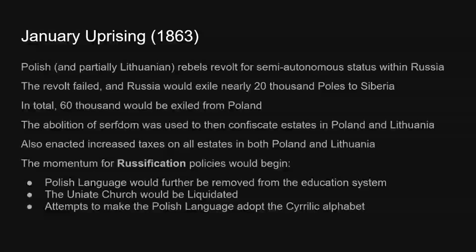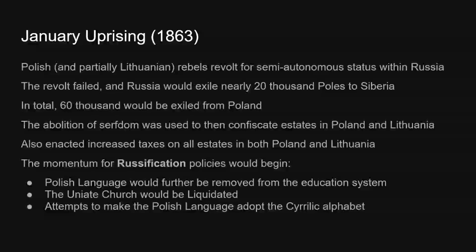Polish and some Lithuanian rebels would revolt in 1863 for semi-autonomous status within Russia. The revolt would fail, and Russia would punish the local populations. 20,000 Poles were exiled to Siberia, with 60,000 people in total being exiled from Poland. Serfdom was abolished a couple years prior, and its abolishment would be used to justify the confiscation of various estates in Poland and Lithuania. Taxes would also be increased on all estates in both regions.